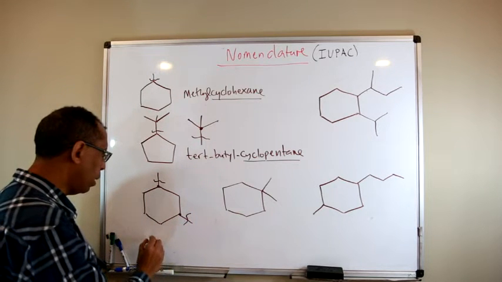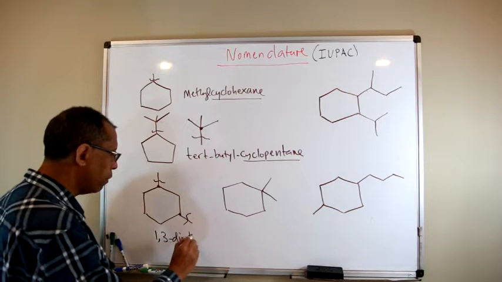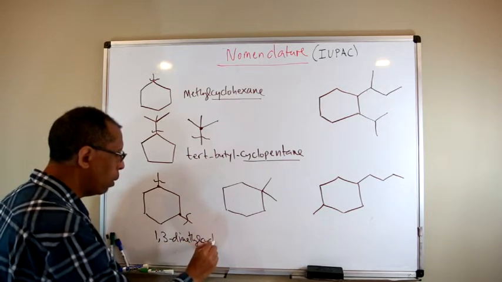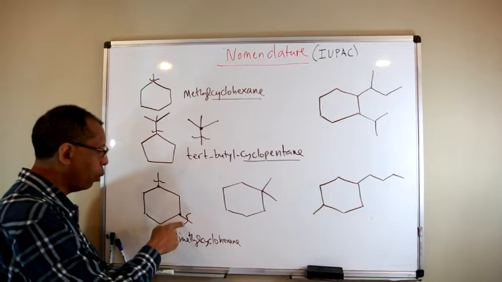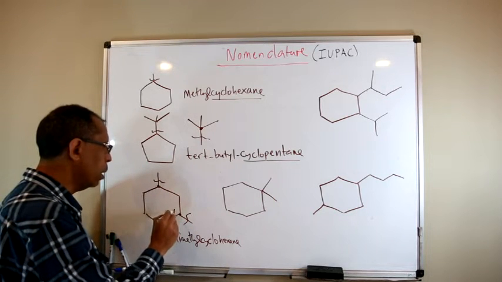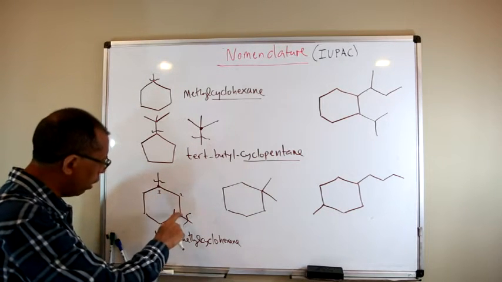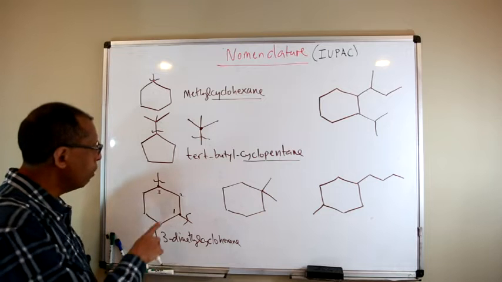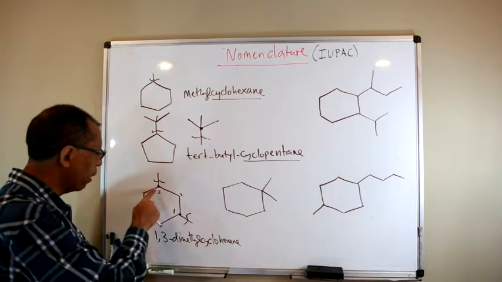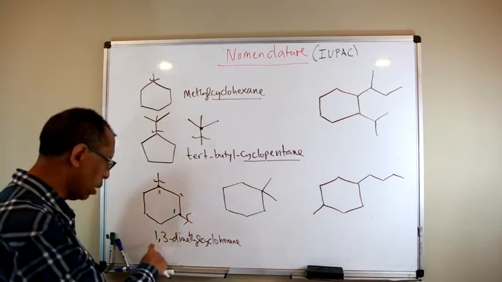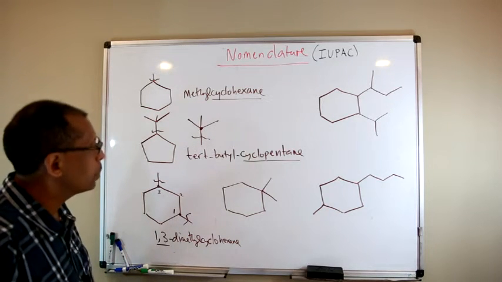So this is a 1, 3 dimethyl. Remember what we have done before, cyclohexane. A 1 and a 3 position. This is position 1, carbon number 2, carbon number 3. So the counting should be this way, not the other way, not to your left, because if you were to count that way, it would be 1, 2, 3, 4, 5. You cannot say 1, 5. Rather, you should say 1, 3 dimethyl cyclohexane.